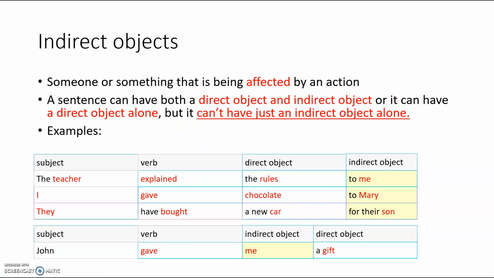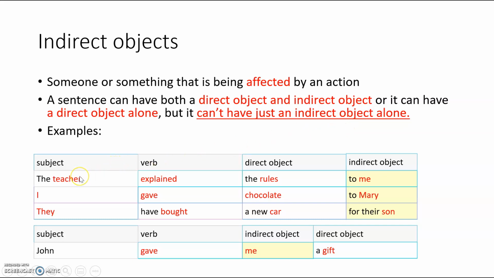Now, an indirect object is someone or something that is being affected by an action. It's important to know that a sentence can have both a direct object and an indirect object, or it can have a direct object alone. But it can never have just an indirect object.